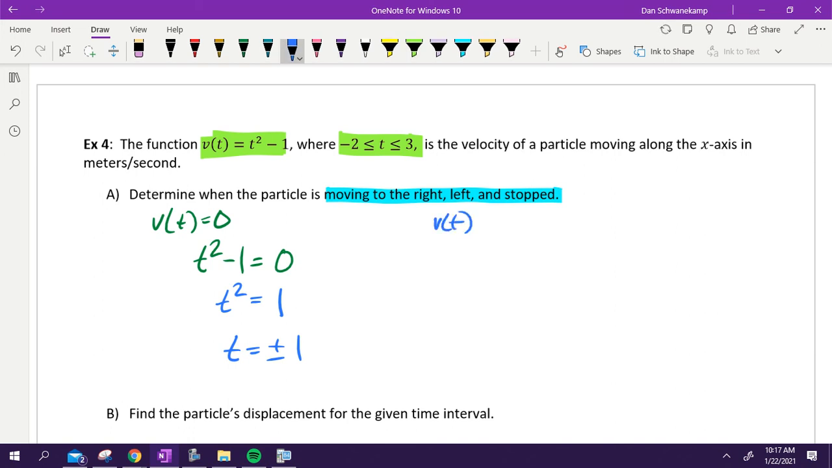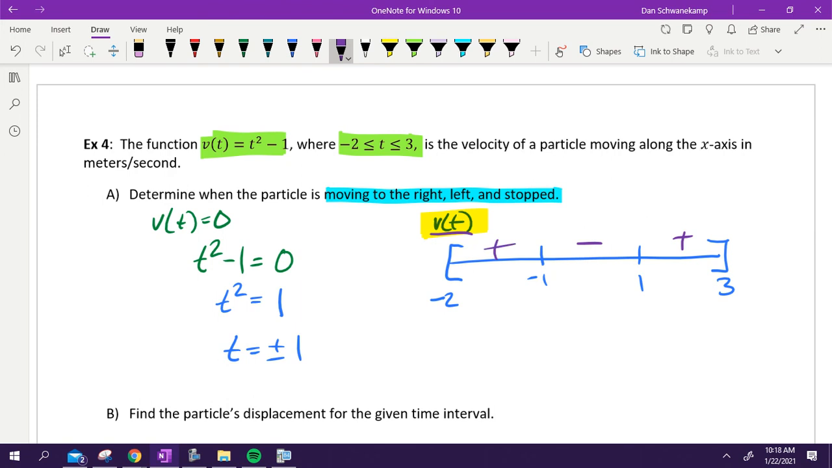For me to figure out if I'm going left, right, or stopped, I want to know what the signs of my velocity are. Because if velocity is positive, I'm moving right. If velocity is negative, I'm moving left. If velocity is 0, I'm stopped. So I'm going to throw these two numbers on here, negative 1 and 1. On a normal day, I'd give you time to do that, but we're kind of running behind, so let's go. So velocity, I'm taking these numbers, I'm plugging in. What's a good number to plug in? 0. If I plug in 0, I'm plugging it into velocity. It's going to be negative because it's 0 squared minus 1. If I plug in 2, it would be positive. If I plug in a number here, it's going to be positive as well.